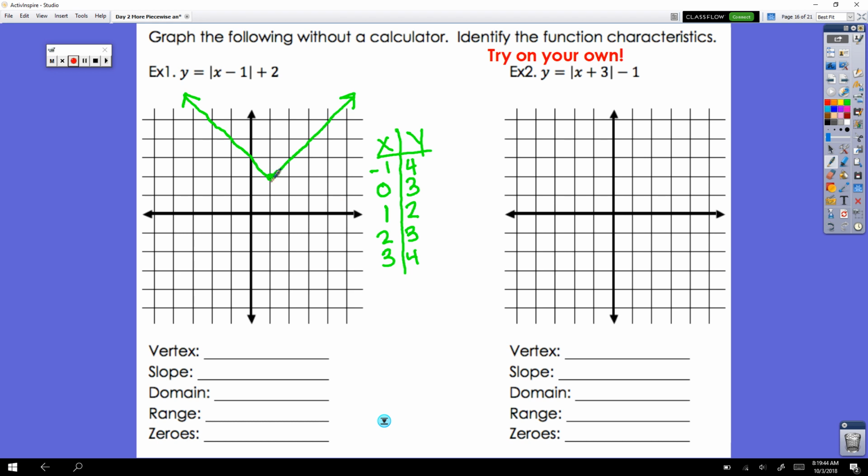Our vertex, as you can see, is right here at 1, 2. Our slope is 1. Our domain is all real numbers, because you can see it goes to the left forever and it goes to the right forever. Our range in this case, remember we moved it, so it changed from our original parent function. Its y is greater than or equal to 2, which you could also write like this. And our zeros, we have none. Nothing crosses the x-axis.